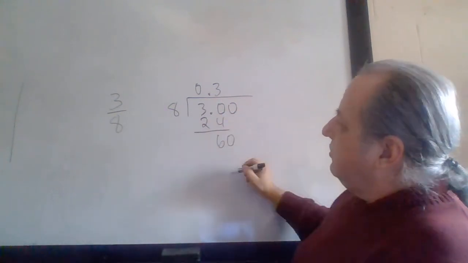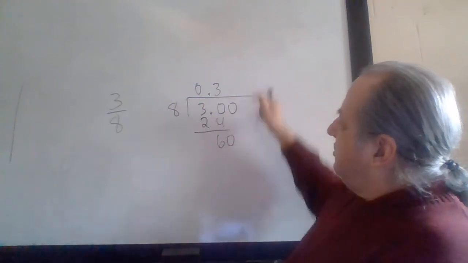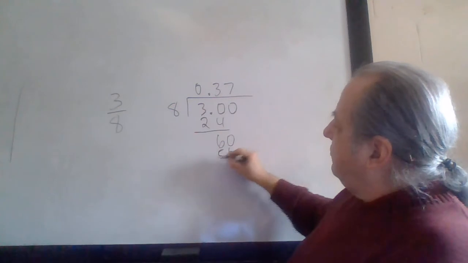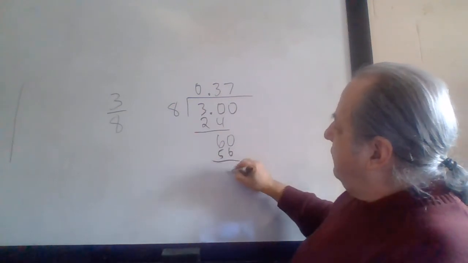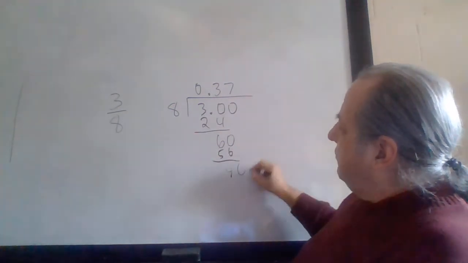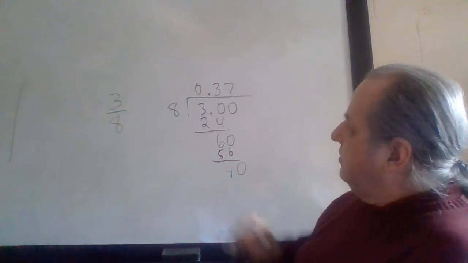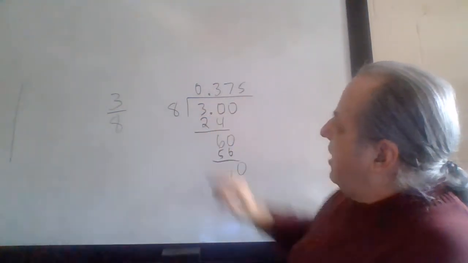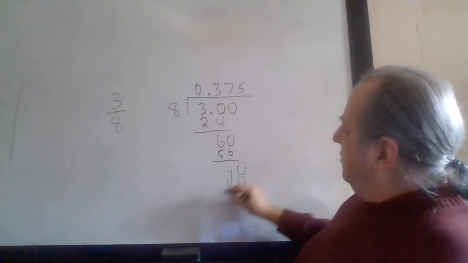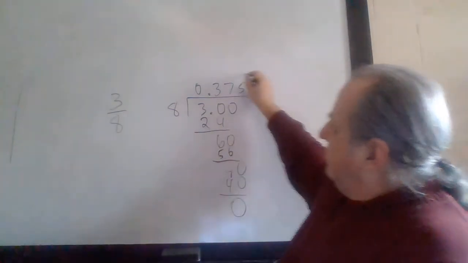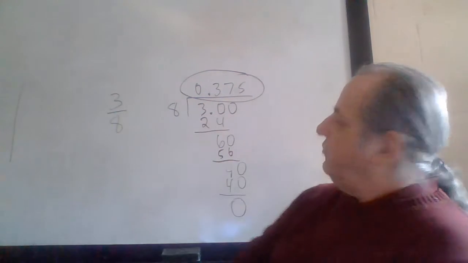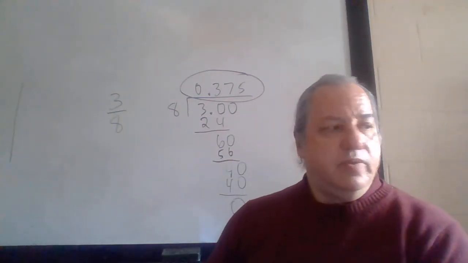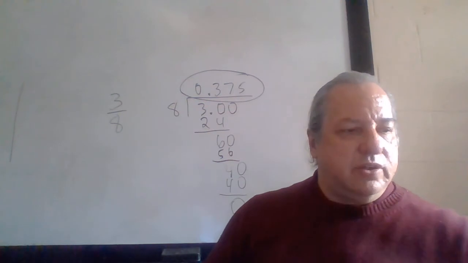Bring down another 0. 8 goes into 60 7 times. 7 times 8 is 56. Subtract. 60 minus 56 is 4. I still have a remainder. Bring down another 0. 8 goes into 40 5 times. Multiply back. 8 times 5 is 40. No remainder. So 3/8 is the same as 0.375. Fairly straightforward. It's just doing some simple division.